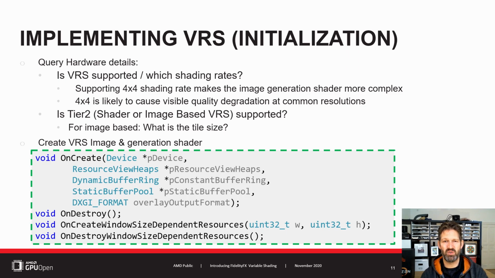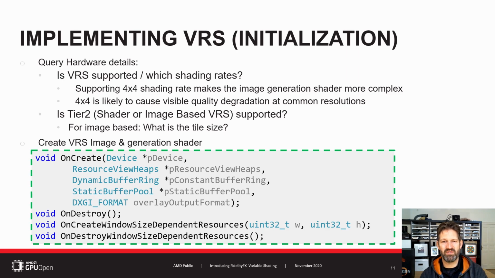The first thing you need to do if you want to use VRS is to query hardware details. Not all hardware supports VRS. Some hardware, like all RDNA 2-based GPUs, will only support 2x2 shading rate, while other GPUs may support shading rates up to 4x4. And finally, some hardware does not support image-based VRS at all. For hardware that does support image-based VRS, you have to query the tile size of the VRS image, which, as mentioned previously, is 8x8 on RDNA 2-based GPUs.